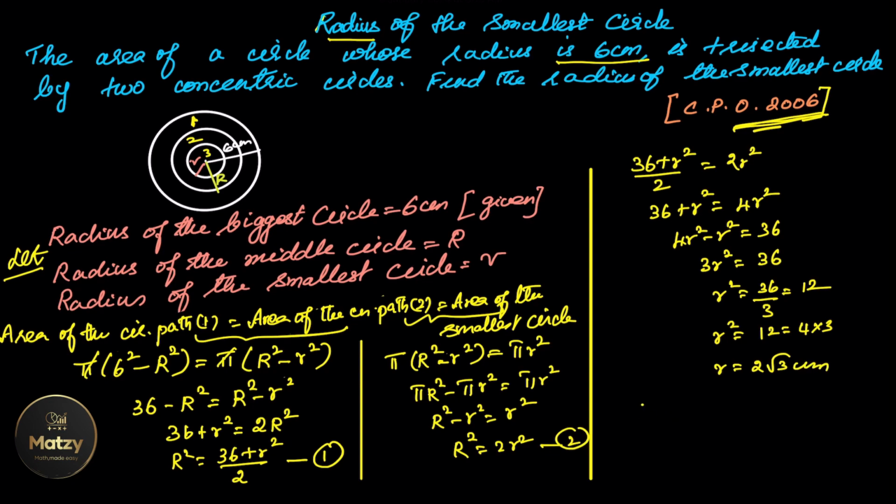centimeters. So the radius of the smallest circle is equal to 2 into root 3 centimeters.